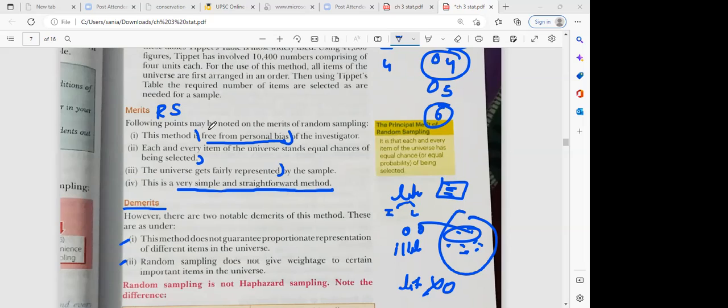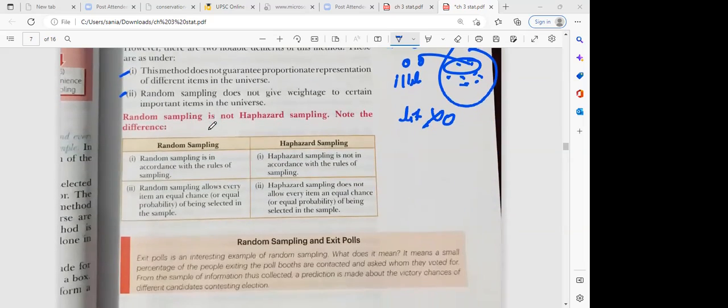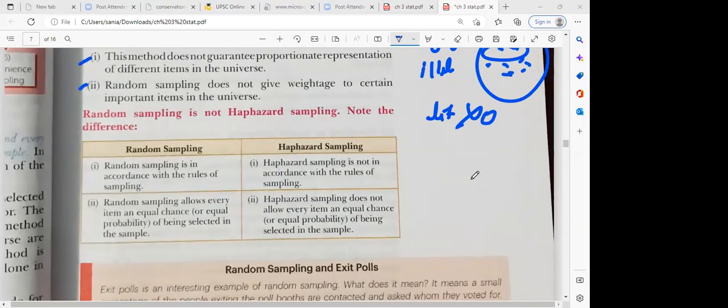Okay, so I hope everyone is done now. Let's start. See, sometimes students think random sampling is basically haphazard sampling. Haphazard sampling is basically when I am in a hurry, and I just randomly choose two people, right? But no, random sampling is not haphazard sampling. Sometimes you will get a question like this: is random sampling a haphazard sampling or not? At that moment, you will say no, there's a difference.